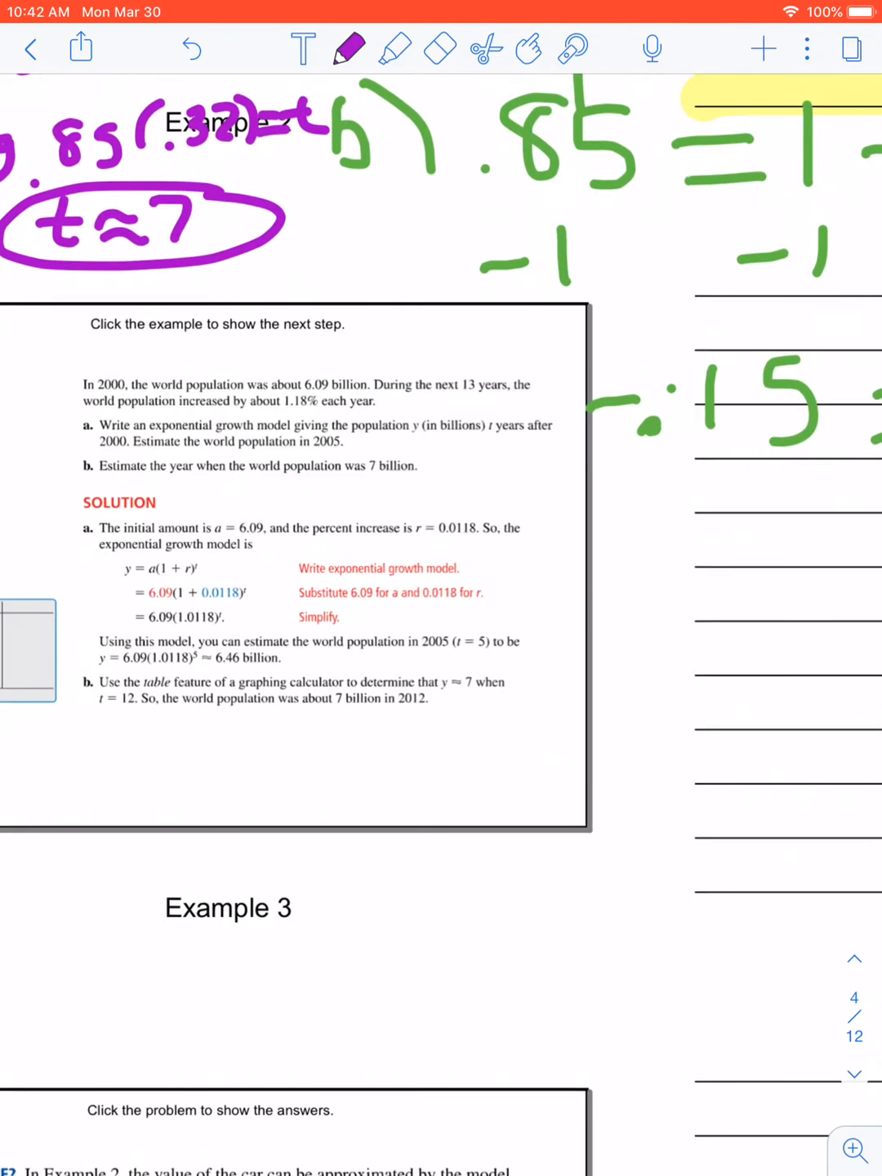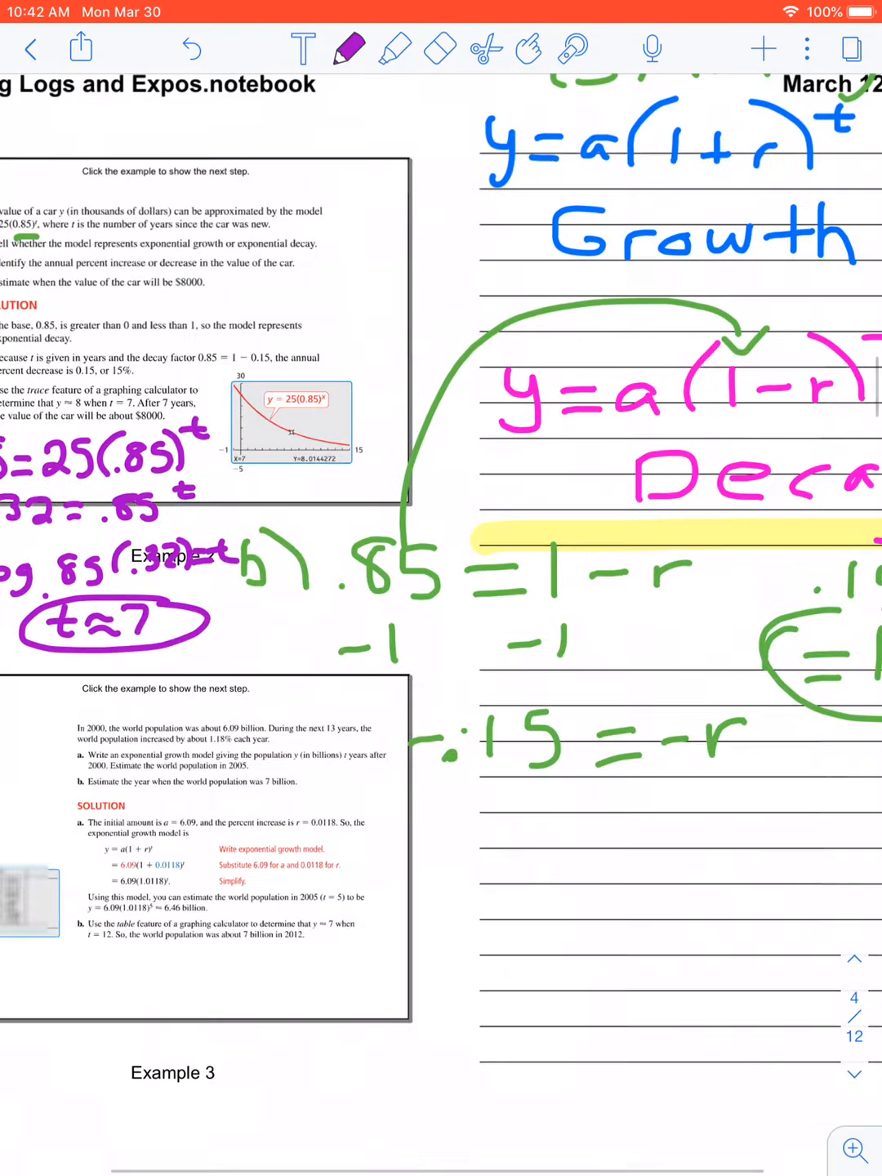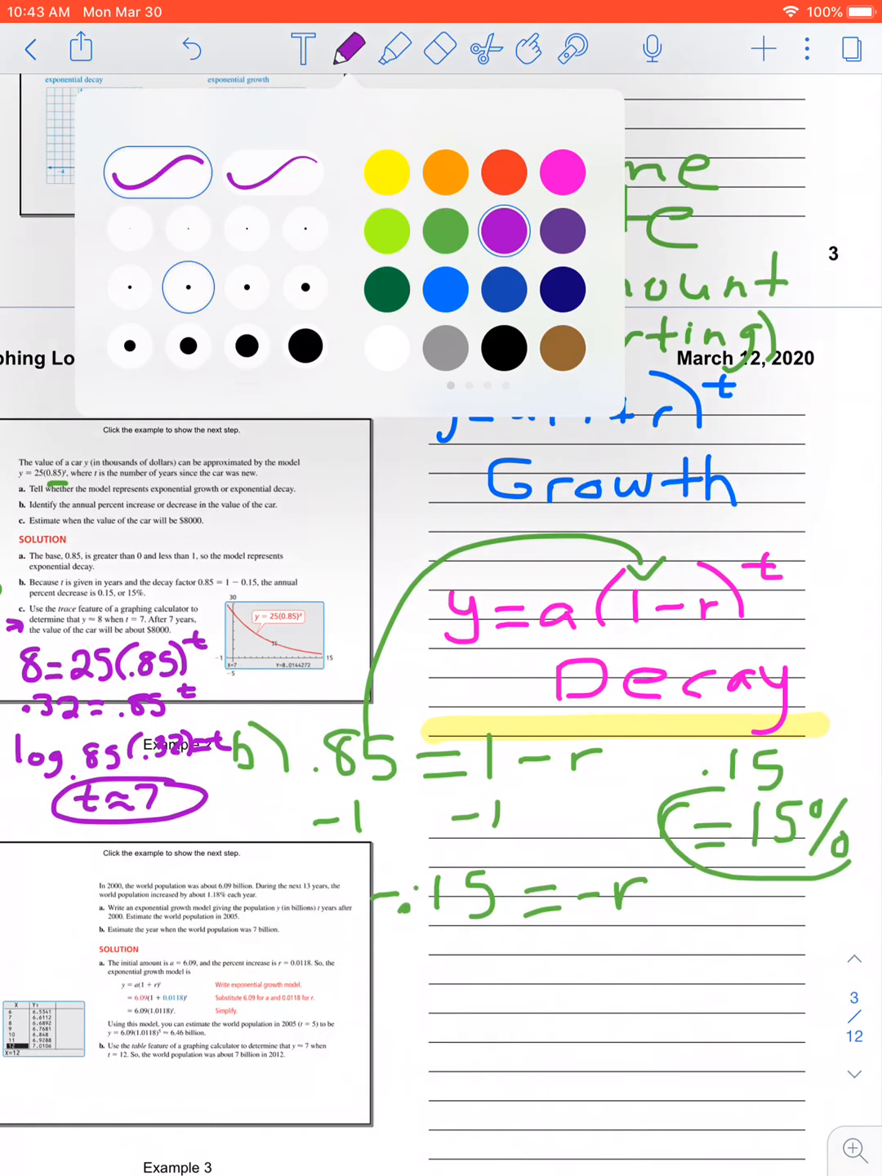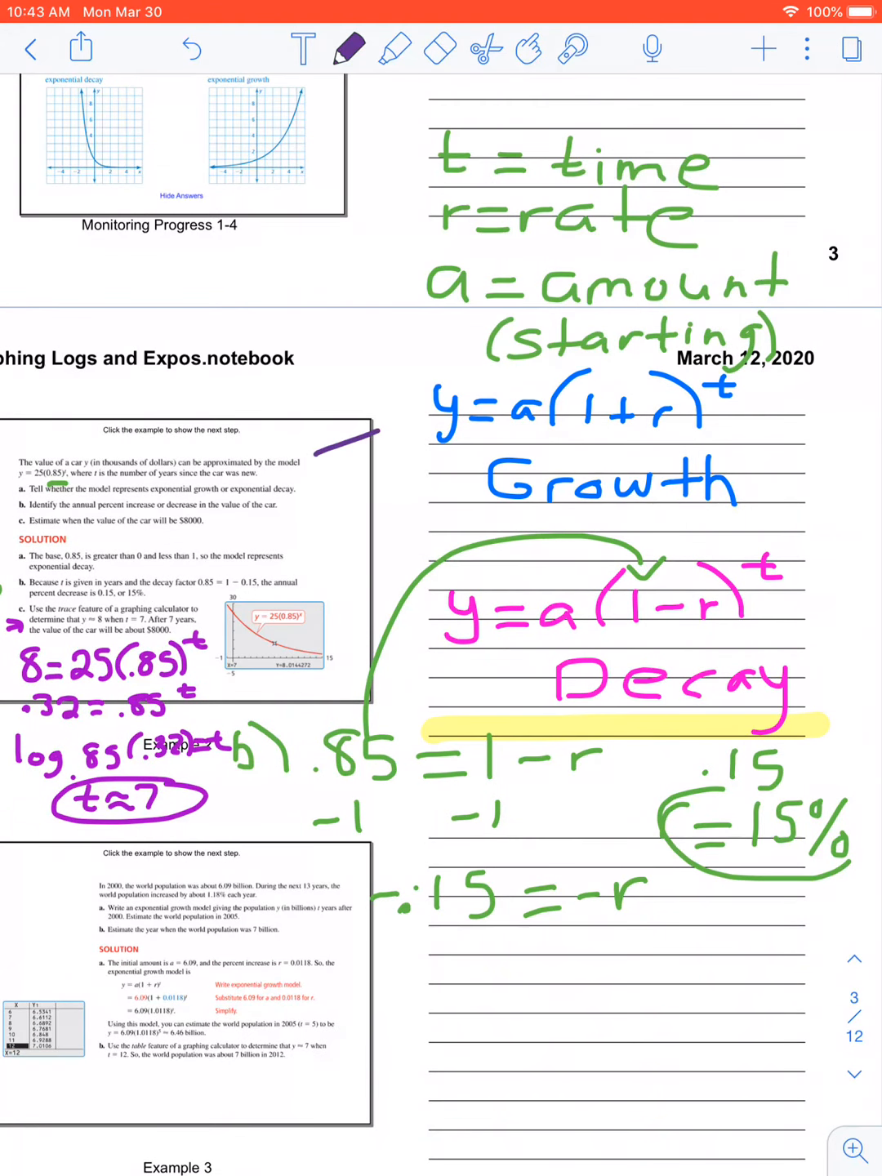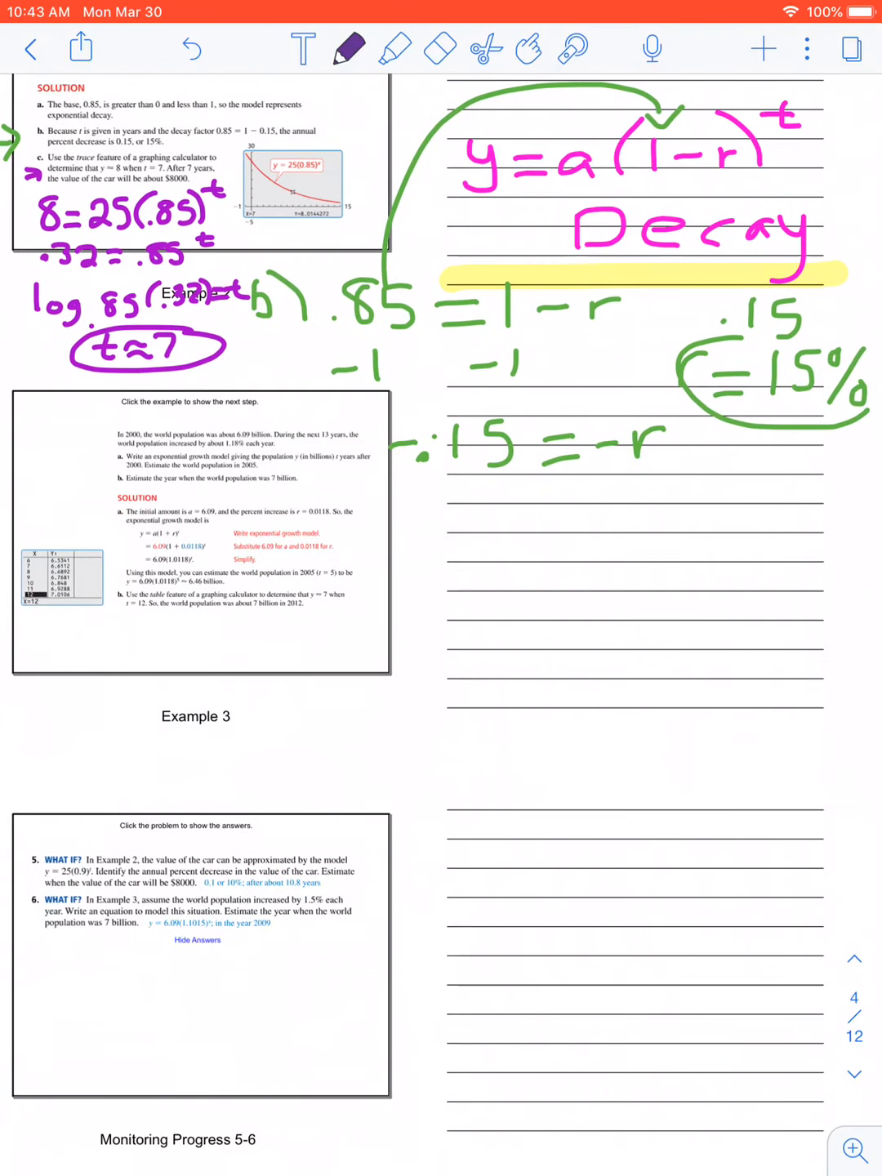2005. So what I do there is I'm going to use the growth equation. So I'm going to come up here and use this equation right here, and I'm going to plug in what I know. So for this example, I get y equals 6.09 billion. I'm not going to write out all those zeros, I'm just going to write out 6.09.